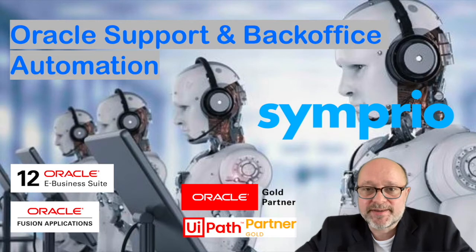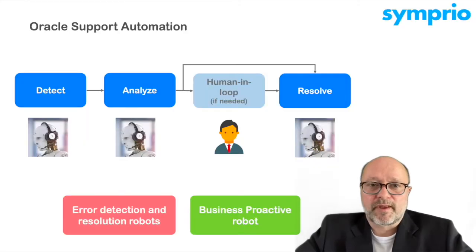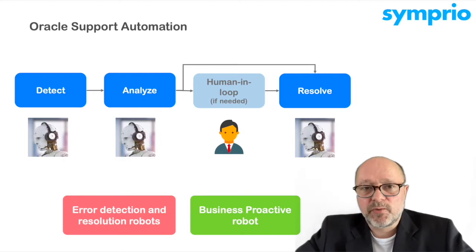or back office processes. We leverage automation technologies such as UiPath RPA, or robotic process automation, and others such as artificial intelligence or human-in-loop processes. At a high level, our support automation follows this process. The robot detects the issues, then analyzes to determine the root cause. Third, if required, we have a human-in-loop process to make a decision or to provide additional information. Finally, the robot goes ahead with the resolution flow.